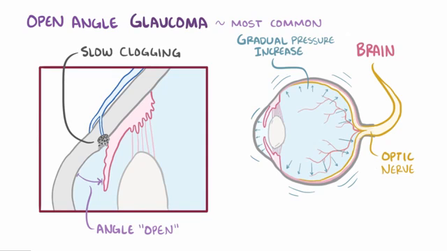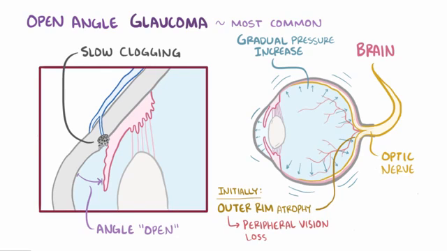This increase in pressure initially results in atrophy of the outer rim of the nerve, resulting in a decrease in peripheral vision. As that pressure increases even more, though, there's continued damage to the optic nerve, which eventually leads to a loss in central vision as well.